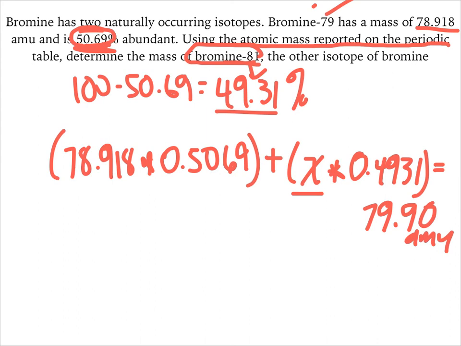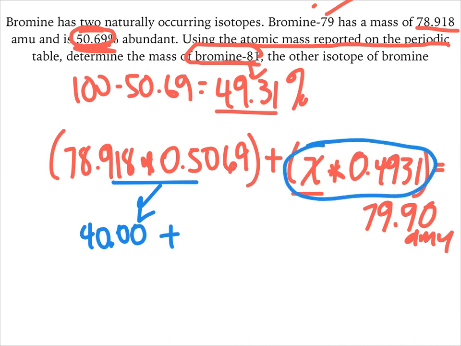So let's get to work doing that. So when I multiplied this, I got 40.00. My calculator just died. Hold on one second. Okay, so that's the product of that, and then plus this thing right here. Now, since we don't know what x is, we're going to say 0.4931x. We're just going to multiply those together. And then we set it equal to this, the mass that we got from the periodic table.